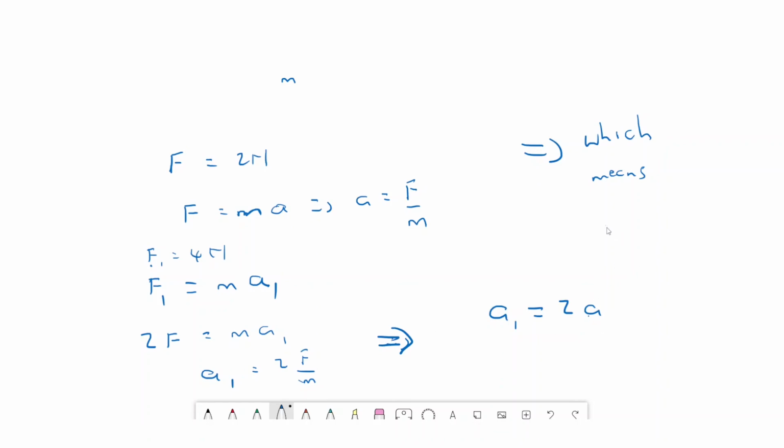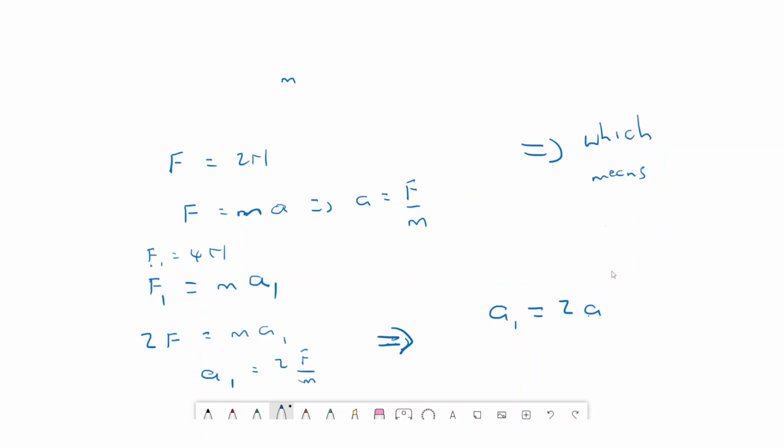That is what it actually means when they say that acceleration is directly proportional to the force. Whenever I double my force, I'm doubling my acceleration. As force increases, the acceleration also increases. That's what directly proportional means. It doesn't just increase; it increases by the same factor. So if I have a force and I double it, the acceleration also doubles. Or if I double the acceleration, my force doubles.